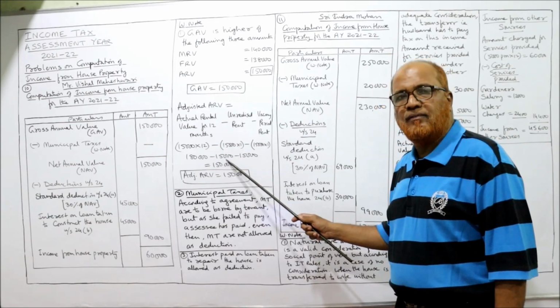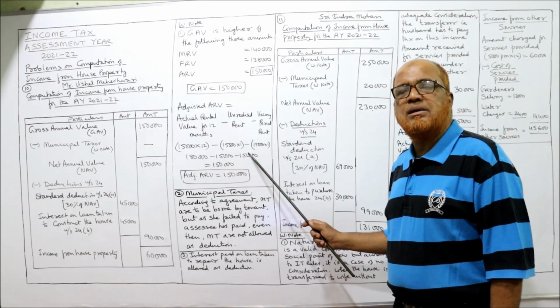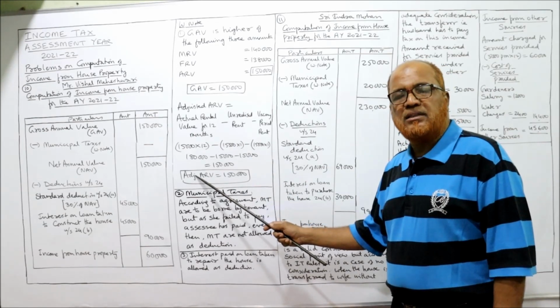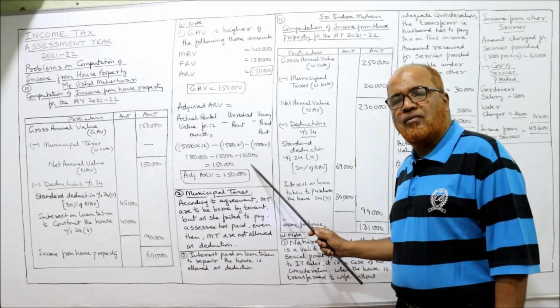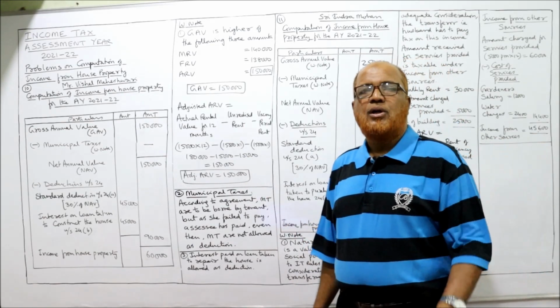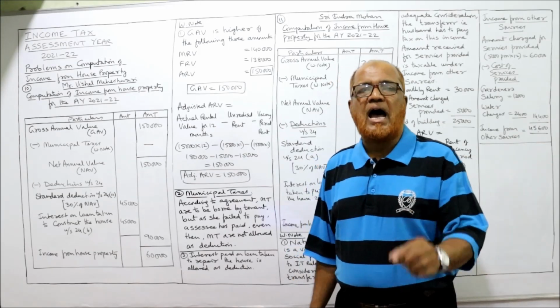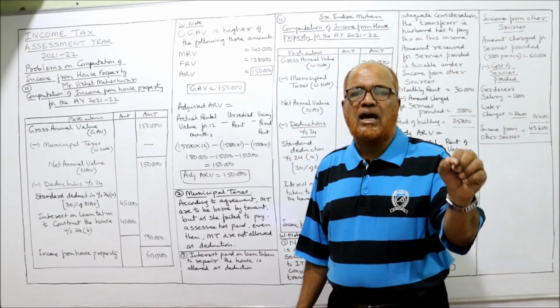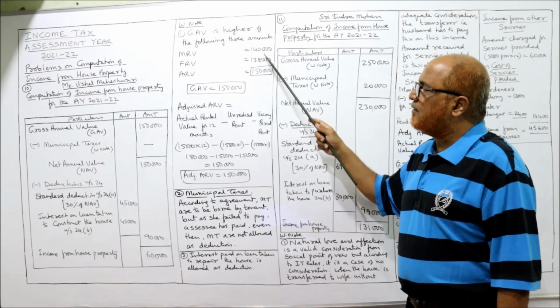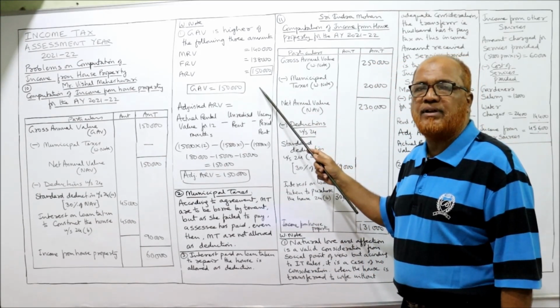15,000 into 1, 15,000. 1 month vacancy period. So 15,000 into 1, 15,000. So 1,80,000 minus 15,000 minus 15,000, you will get 1,50,000. So 1,50,000 is the adjusted ARV. Now if you compare these, the highest value is 1,50,000.